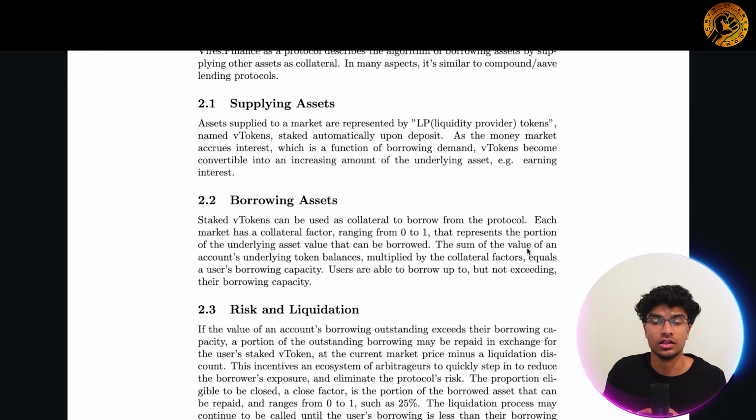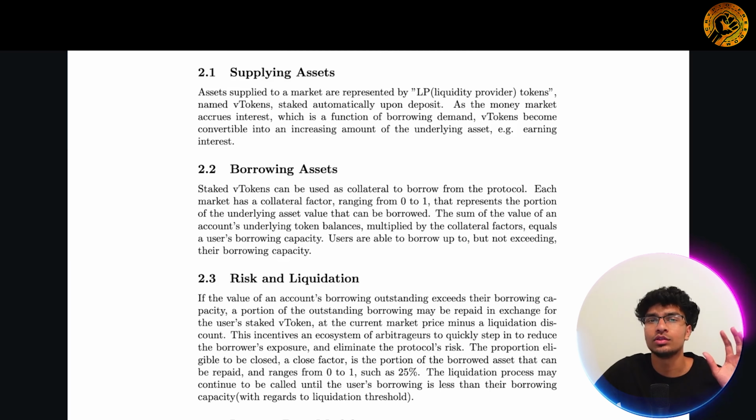Each market has a collateral factor ranging from 0 to 1 that represents the portion of the underlying asset value that can be borrowed. The sum of the value of an account's underlying token balances multiplied by the collateral factors equals a user's borrowing capacity. So users are able to borrow up to but not exceeding their borrowing capacity.